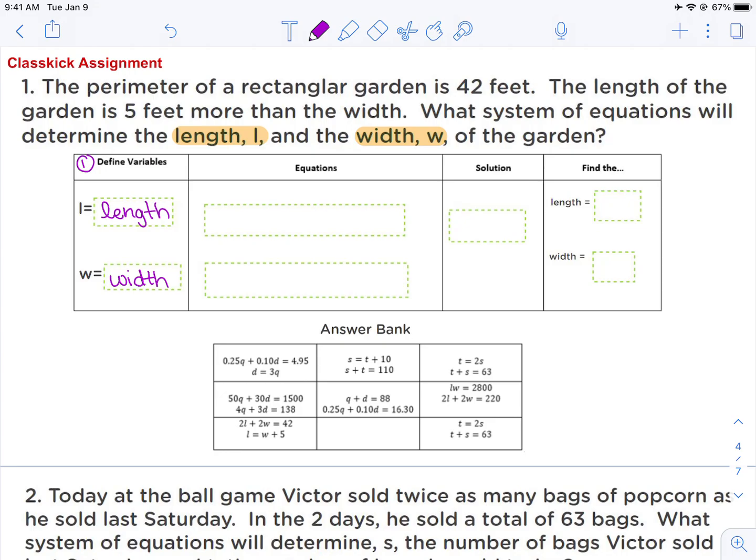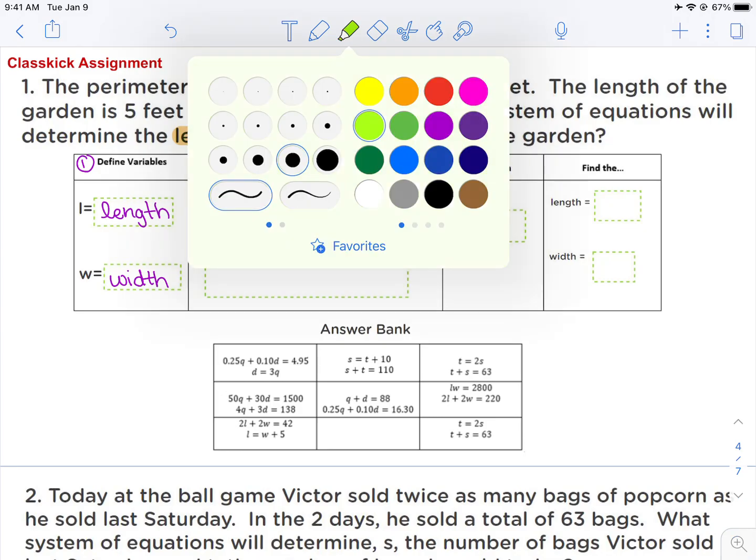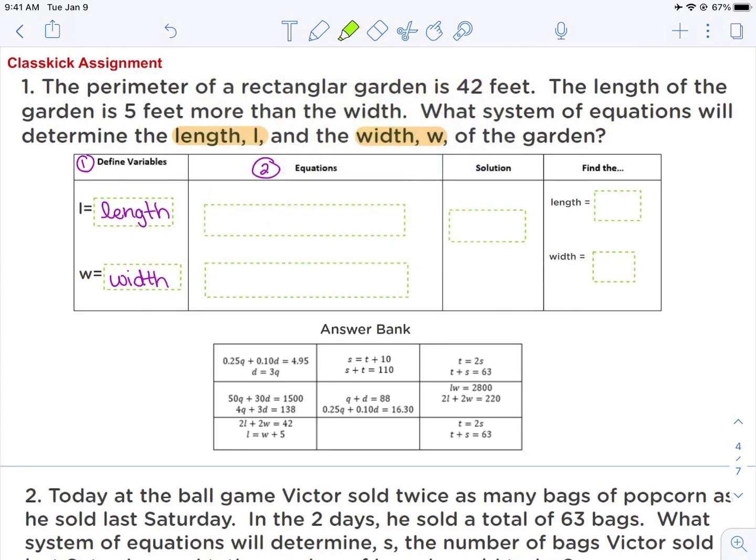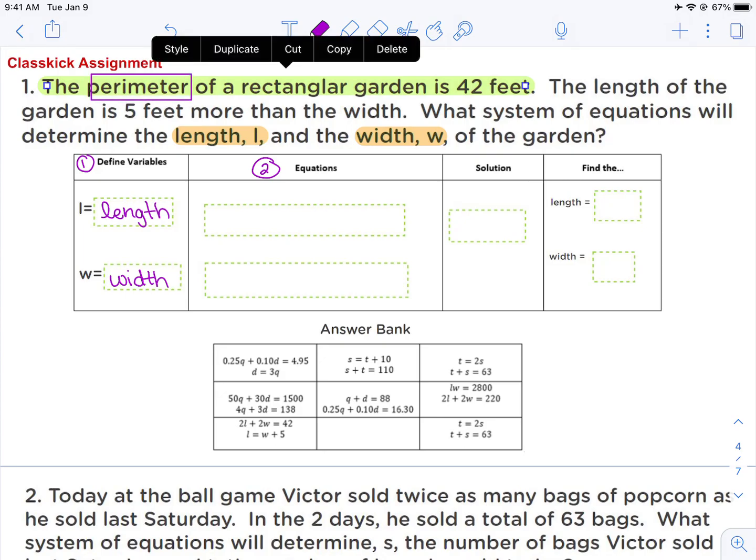From here, I go to writing equations. That is step 2. So now that we've done step 1, we can go to step 2 and start writing the equation. So we break this down piece by piece. I'm going to start with the color green. The first part says, the perimeter of a rectangular garden is 42 feet. Well, we need to know what the word perimeter means. Perimeter is where we add up all the sides.